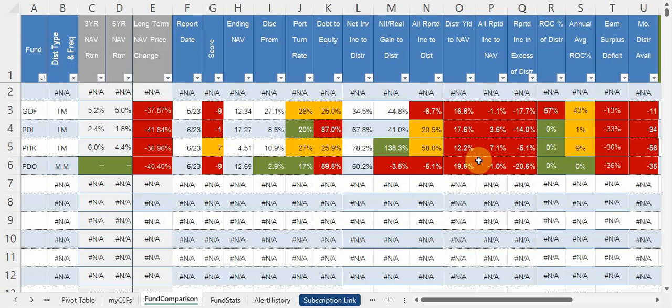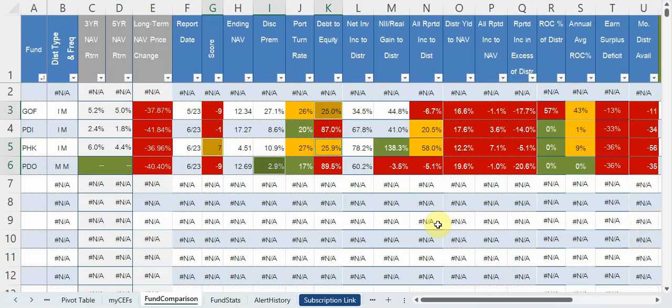After that, we have the discount premium. And here we have distinction number 2. The fund PDO, that's less than 5 years old, is trading much cheaper than the other funds. Next, we have the portfolio turnover rate. In the column next to that, we have the fund's debt to equity ratio. And the clear distinction here is that the funds GOF and PHK carry a lot less debt than PDI and PDO. In the next 3 columns, we have the income to distribution percentages.